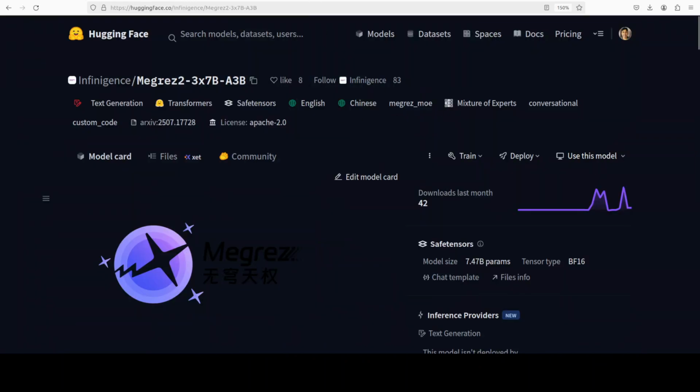By the way, the name Megrez comes from the star Megrez in the Big Dipper, and I think they are using it to brand this device-friendly mixture of expert architecture model. As far as this model is concerned, it is, as I said, a mixture of expert model.